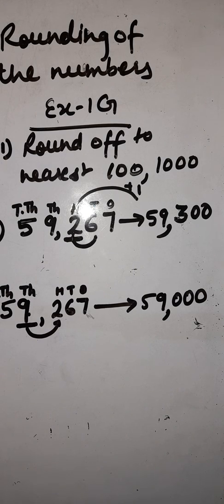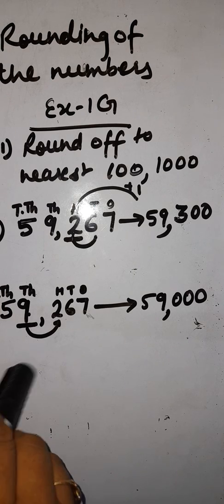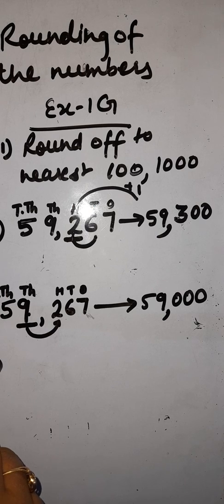So children, in this way you can solve your exercise 1G, which I have also given in your worksheet. Some questions I have solved there and some I have given as your homework. You can easily solve the questions, rounding off the numbers to the nearest tens, 100 and 1000. Just look at the place value of the given number, then round off.